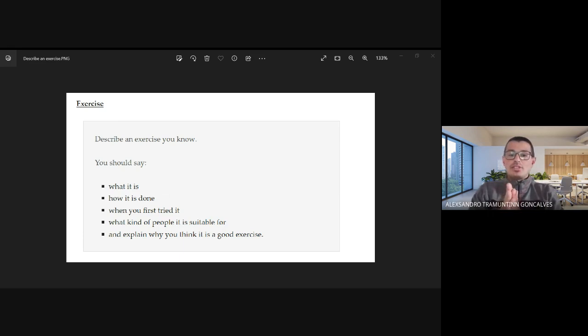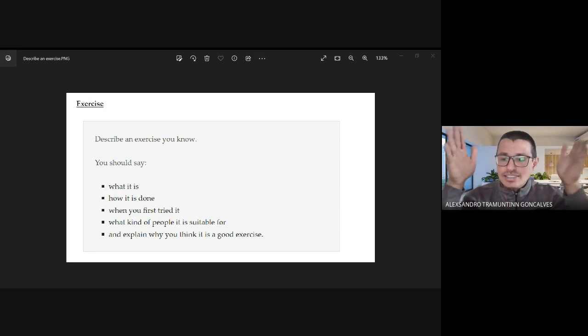Describe an exercise. You should say what it is and how it is done, when you first tried it, and what kind of people it is suitable for, and explain why you think it's a good exercise. So I know it's very easy for you to explain that because, as I said, all of you are fit persons, like to go to the gym, and things like that. So I would like to start with you, Charmy. Would you like to say anything? What type of exercises did you do or do you know?